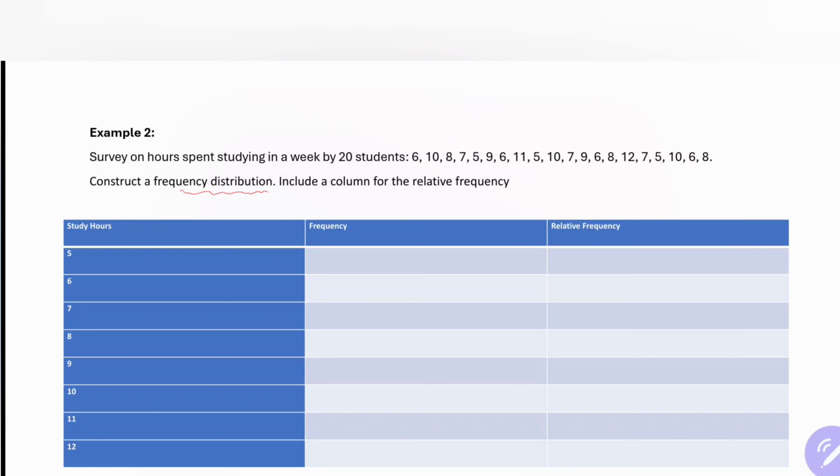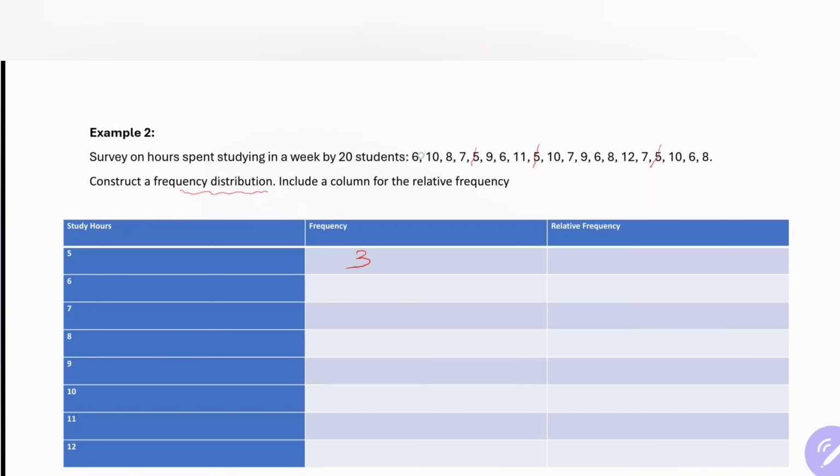Now, to get the frequency, we have the study hour of 5. Let's strike out everywhere we see 5. Here we can see 5. This is 1. This is 2. You will have to be very careful so that you don't miss out on a value. This is 3. Now, looking at this, 5 comes up 3 times.